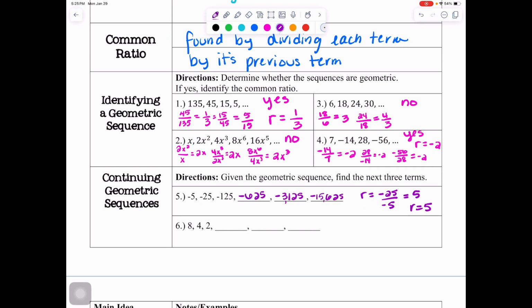In number 6, we've got 8, 4, 2. So to figure out the common ratio, I will take a term like 4 and put it over what came before it, 8, which gives me 1/2. My common ratio here is 1/2, so that's what I'm going to multiply by. So 2 times 1/2 would be 1. 1 times 1/2 would be 1/2. And 1/2 times 1/2 would be 1/4. So once you know the common ratio, you can continue the pattern by multiplying by that common ratio.